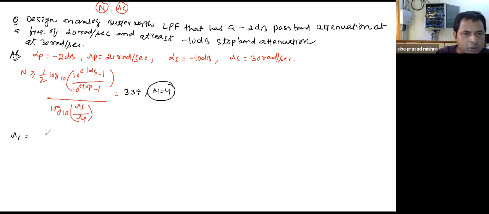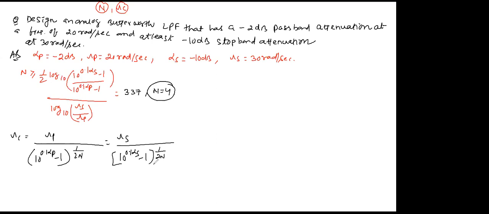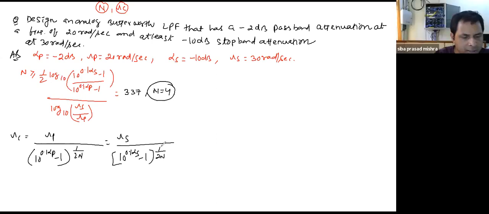Omega c equals, use anything: omega p divided by 10 to the power 0.1 alpha p minus 1, whole to the power 1 by 2n, or use this formula also, both are correct: omega s divided by 10 to the power 0.1 alpha s minus 1, whole power 1 by 2n. Find it. What is the value of omega c?